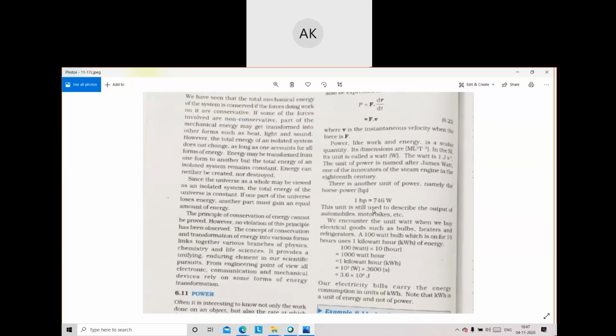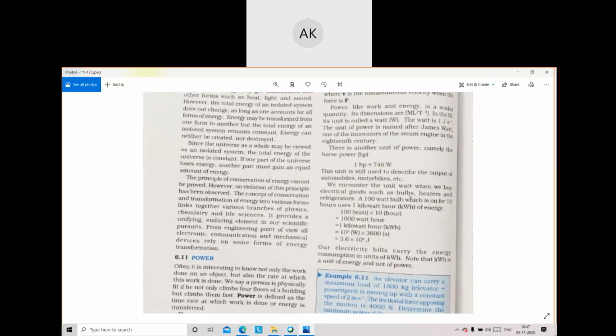And the units of power also we have studied. 1 horsepower is 746 watts. The SI unit of power is watt. 1 watt is also equal to 1 joule by 1 second, joule per second. And 1 kilowatt hour conversion. 1 kilowatt hour means what? 1 kilowatt means 1000 watt, into 1 hour means 3600 seconds. So 1 kilowatt is 10 raised to 3 watt into 3600 seconds. Kilowatt hour.